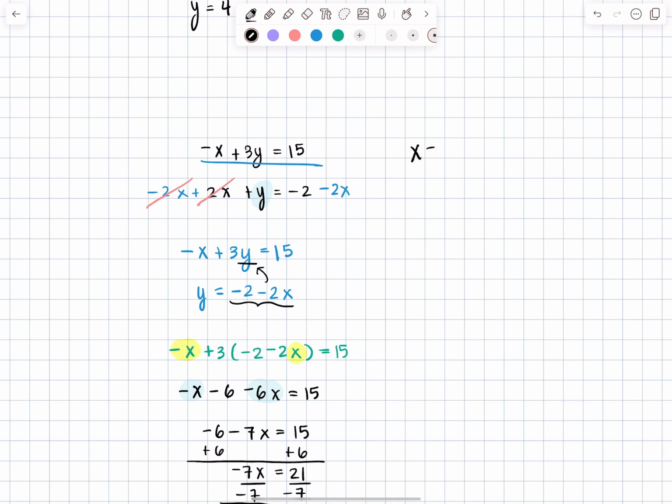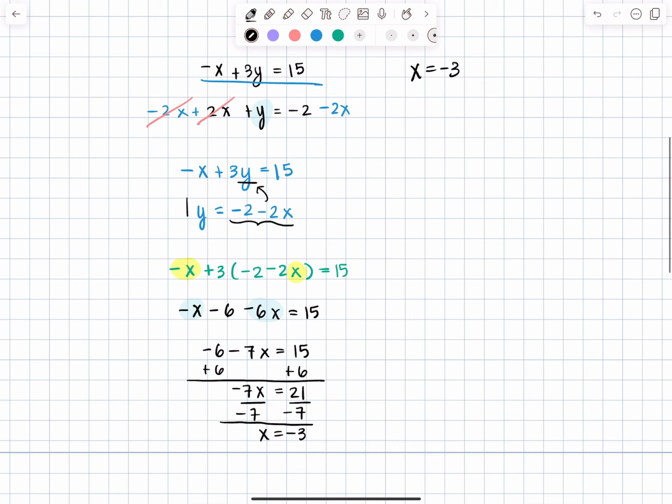So we're going to put that here, x equals negative 3. Plug this back into one of the equations. So we know that from this equation right here, we can solve directly for y. So y equals negative 2. Let's use a different color. y equals negative 2 minus 2 times, and we know x is negative 3, so negative 3.